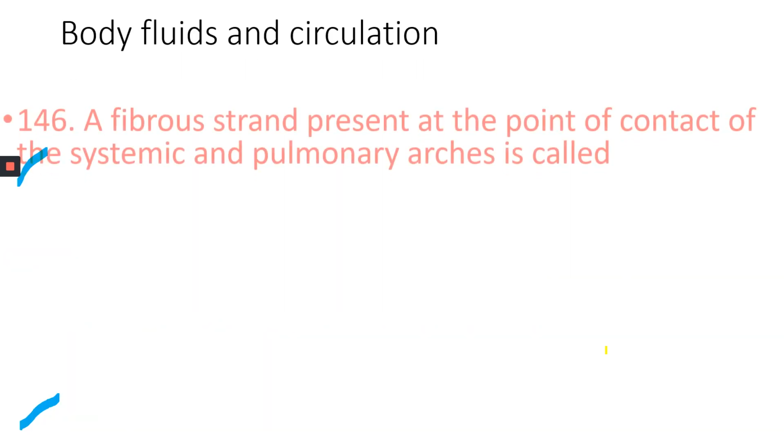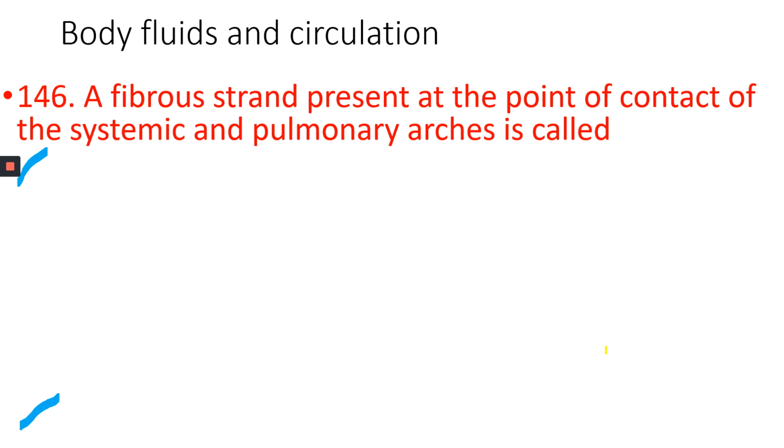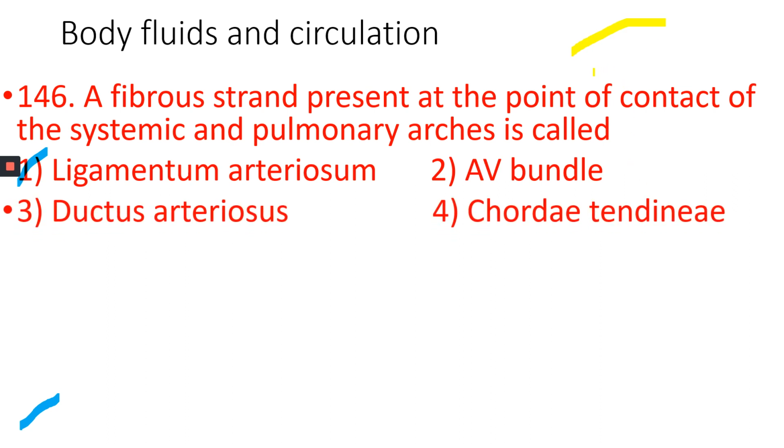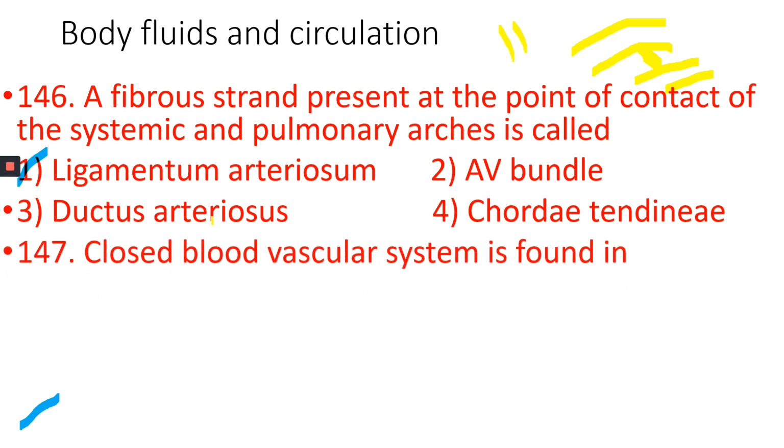The next one, 146. A fibrous strand present at the point of contact of systemic and pulmonary arches is a fibrous strand. For example, there is a systemic arch here. Next, there is a pulmonary arch here. The fibrous strand that connects these two is called ligamentum arteriosum, which is formed in place of ductus arteriosus.